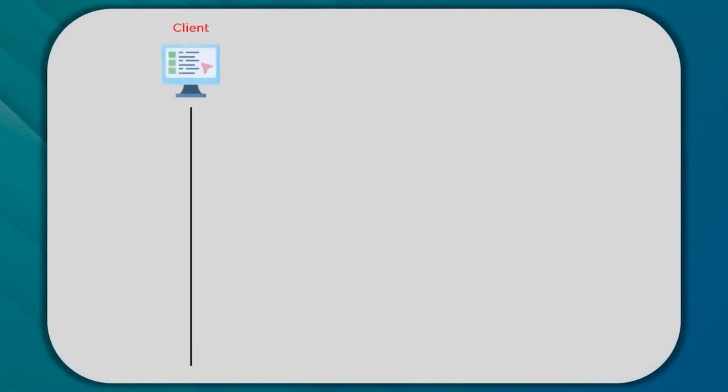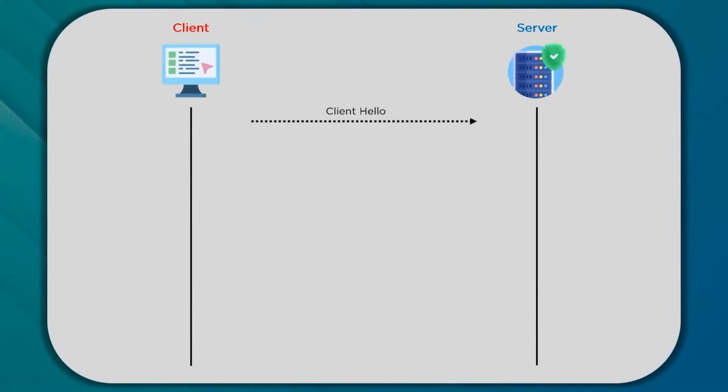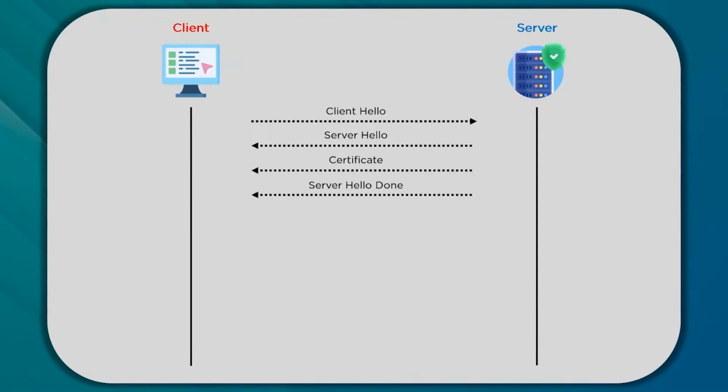To reiterate the entire process, let's go through each step one more time. The client sends a hello request to the server. The server responds with its own hello message and sends the server authentication certificate for verification. At this point, the server's hello signal is complete.